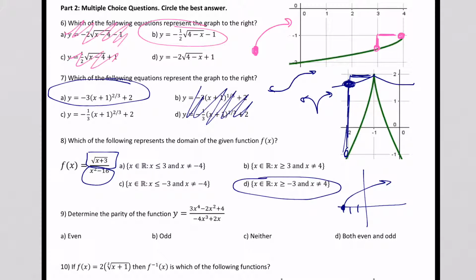Now, if you look at the second bit, it says, and x is not equal to 4, so that's coming from the denominator there. X squared minus 16 means x cannot equal plus or minus 4, because that is a difference of squares. It would factor as x plus 4, x minus 4.